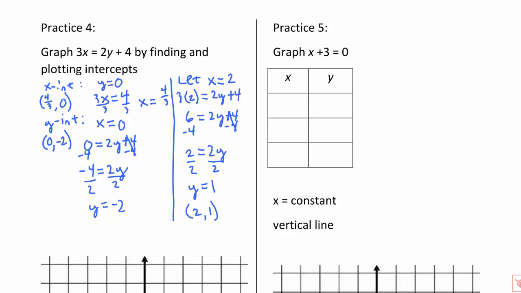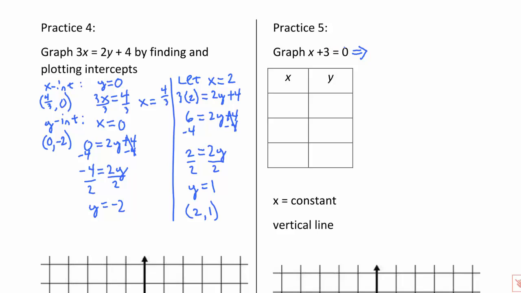Practice 5 says to graph x plus 3 equals 0. And it gives us a table of values that we can fill in. Okay, here's the thing. x plus 3 equals 0. How many variables do you see in here? You just see 1. So what we can do is we can actually solve this equation.